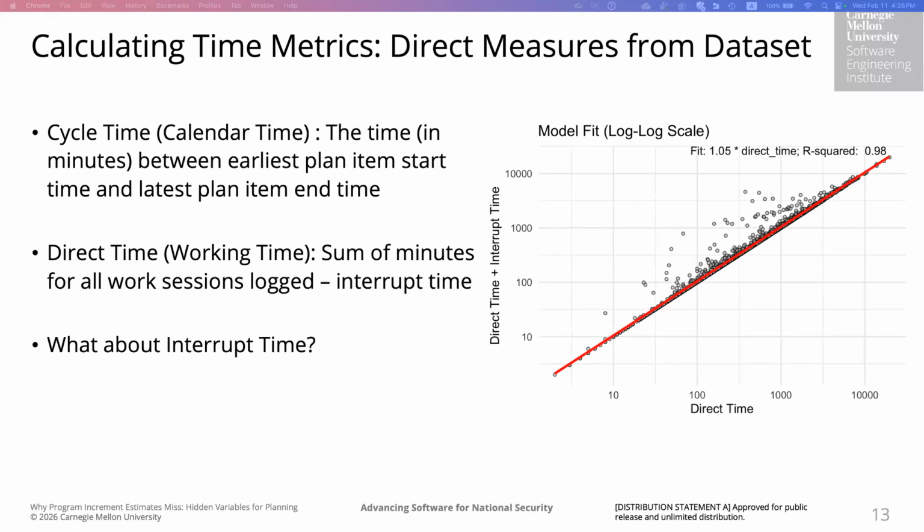So the scatter plot on the right that I'm showing here is showing the direct time on the x-axis and the direct time plus interrupt time on the y-axis on a log-log scale, right? The fit is 1.05 times direct time for the direct time plus interrupt time. And what we see is that the fit is almost perfectly linear with an R square of 0.98. So for most of the data, the interrupt time is largely just a small bias, right?